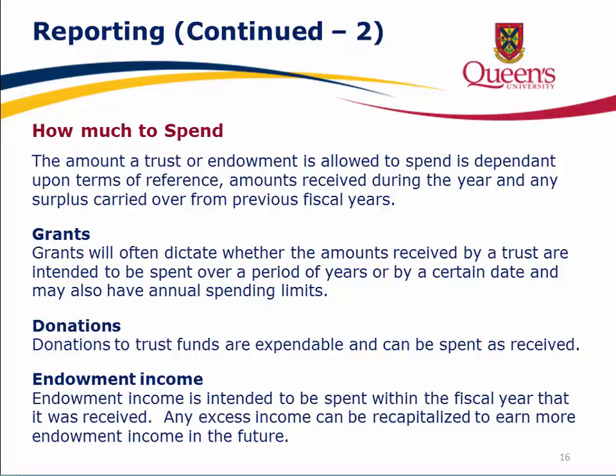Donations to trust funds are expendable and can be spent as received. Endowment income is intended to be spent within the fiscal year that it was received. Any excess income can be recapitalized to earn more endowment income in the future.